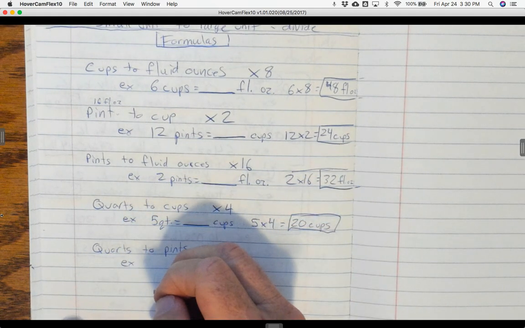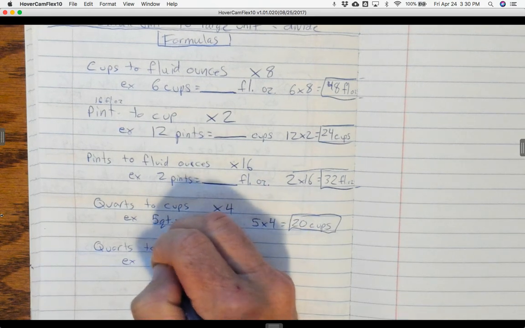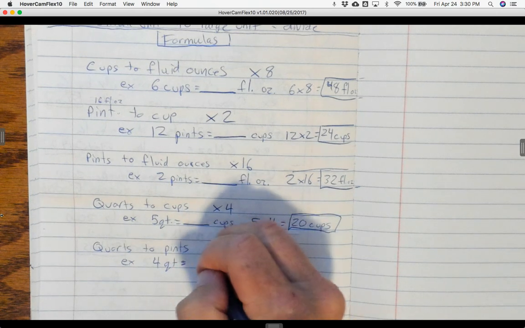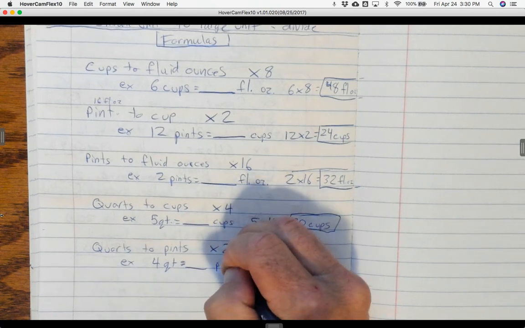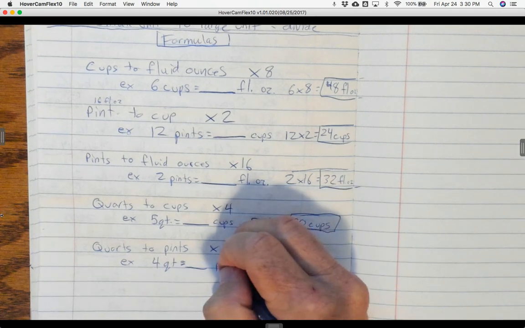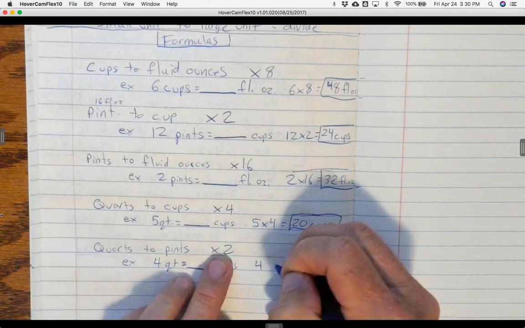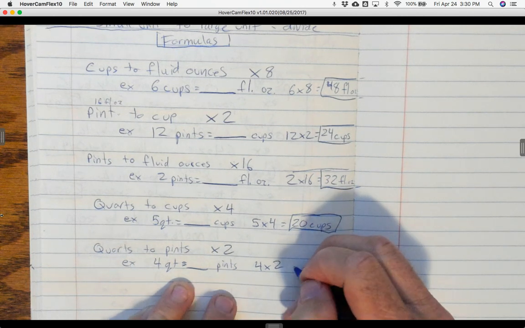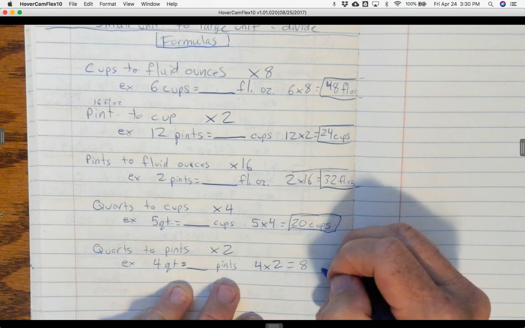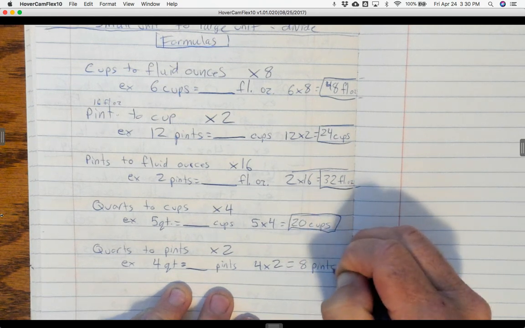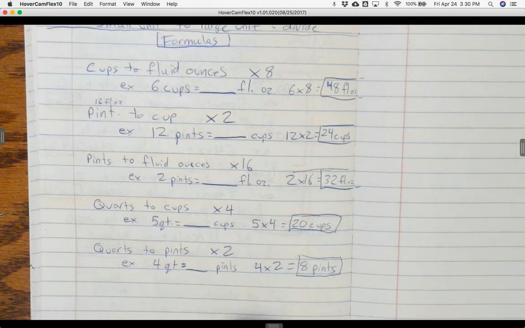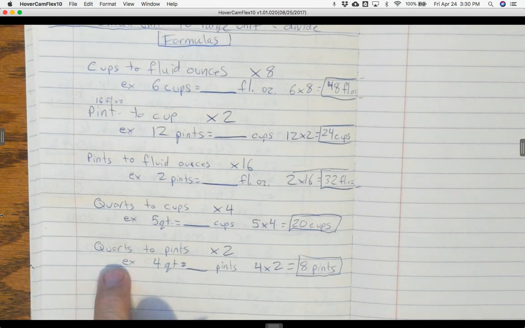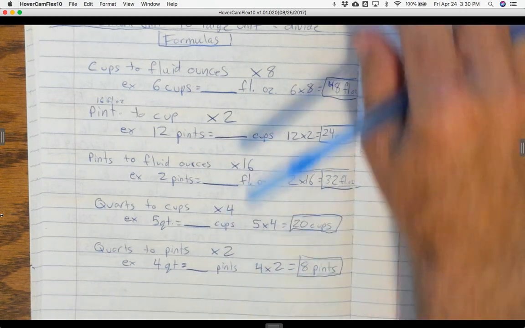For example, if we had 4 quarts, and we want to convert that to pints. Pretty easy. Take the number they give us, 4, plug in our formula, times 2, and that equals 8, and our unit is pints. You might be thinking, how do you know there's 2 pints in a quart, or how do you know it's times 2? Well, using 2 things here.